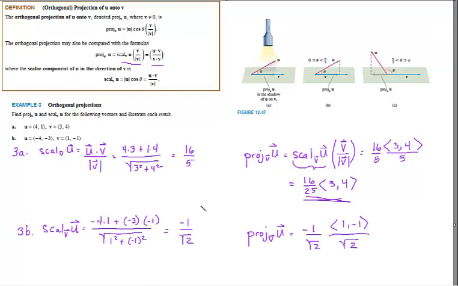Okay, what I have so far, I just plugged all of this in. Notice that the scalar component of u in the direction of v is negative. That just means that the angle between them was greater than pi over 2. Finishing this projection of u onto v, that's going to be negative 1 over 2, with vector components 1, negative 1, with the magnitude out front of the negative 1 over 2.